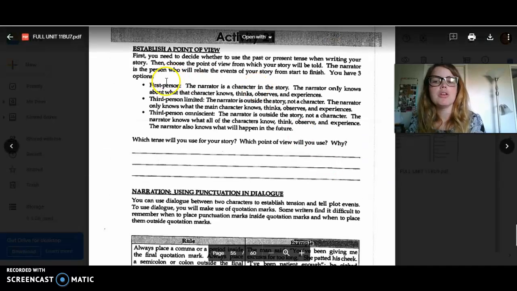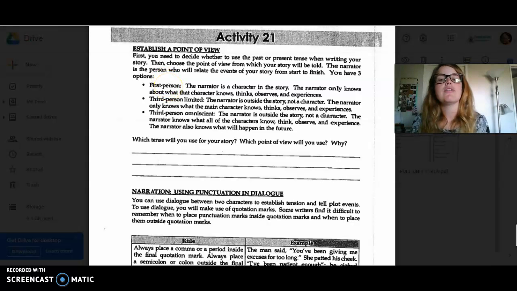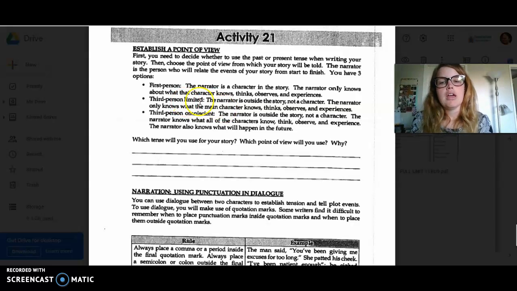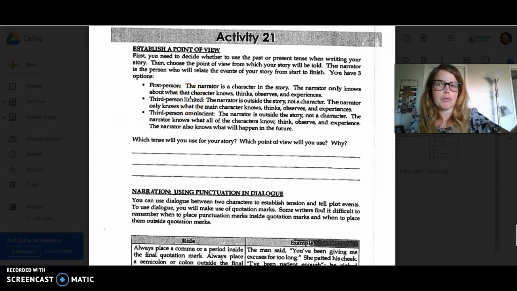Establish a point of view. So first person, that's a lot of I, me, my. It only sees the first person. It's like how you live your life, first person. Third person is somebody out in the world, right? He, she, they. And limited gives the perspective of one person out in the world that's not you, right? Third person omniscient is going to be third person and everybody knows everything. So it's like God looking into every single person outside of yourself.